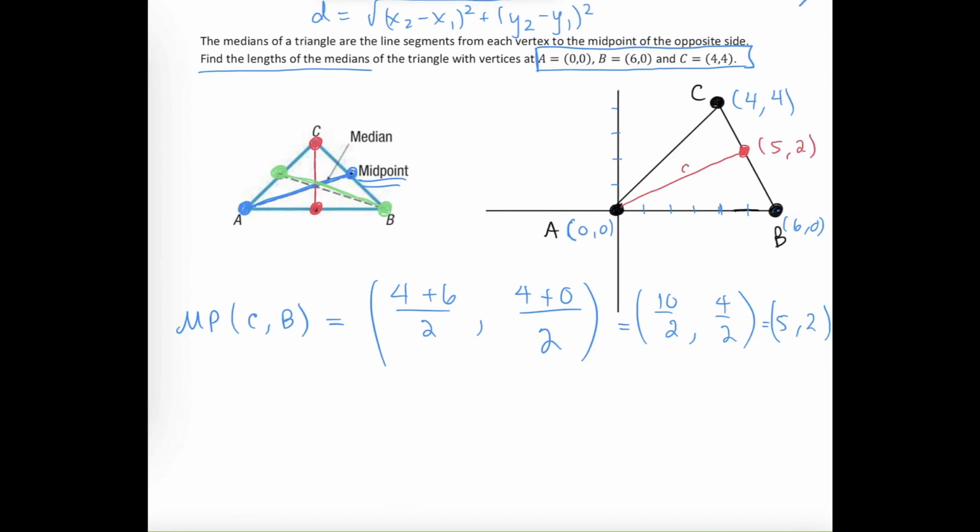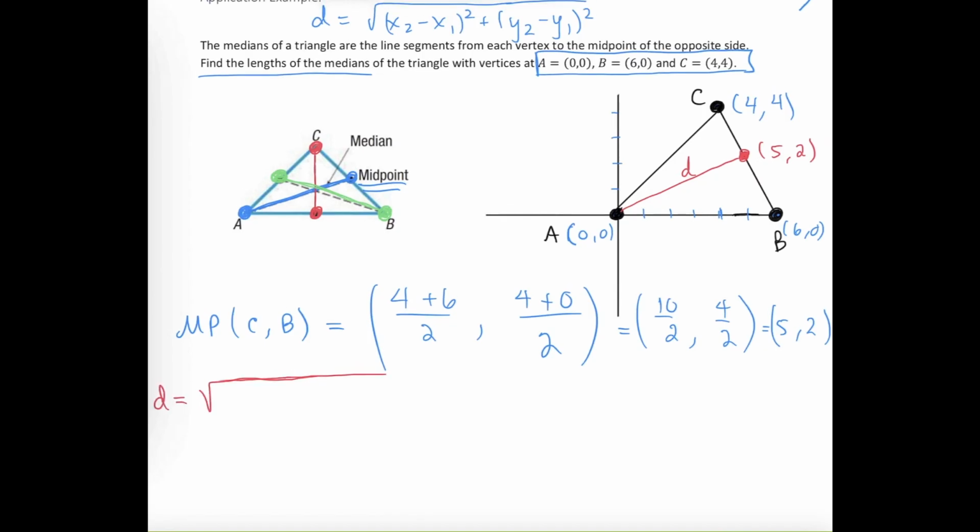Now we want to find the length of that line segment, or the distance between point A and our midpoint. So let's go ahead and figure out this distance quantity. As we see from our distance formula here, let's let this be x2, or the second point. So x2 is going to be 5 minus x1, which is 0, plus y2, which is 2, minus y1, which is 0, and then quantity square that. So the distance is going to be equal to the square root of 25 plus 4, or radical 29. So the length of this median line segment is going to be square root of 29. But I'm going to move that down here because we're going to need to do this two more times.